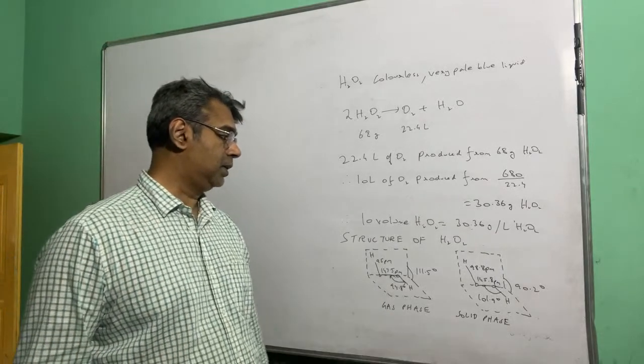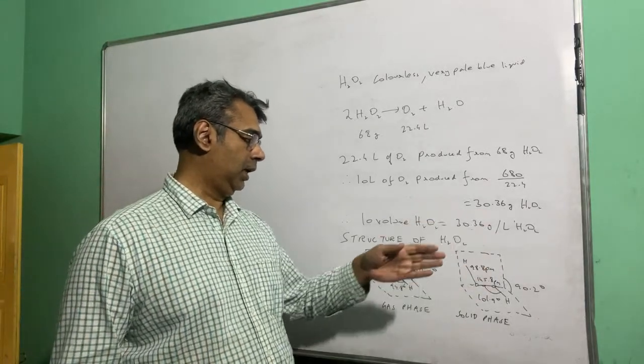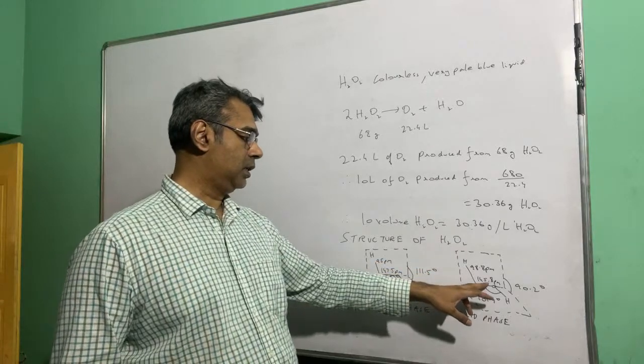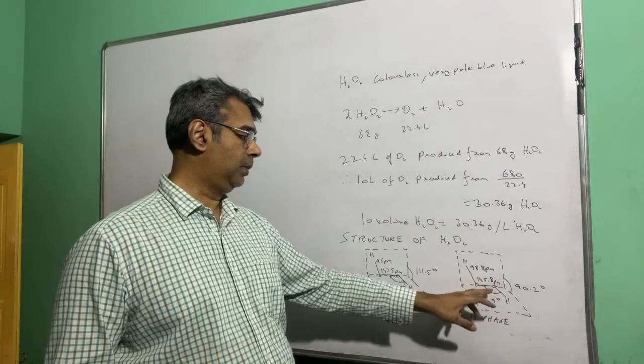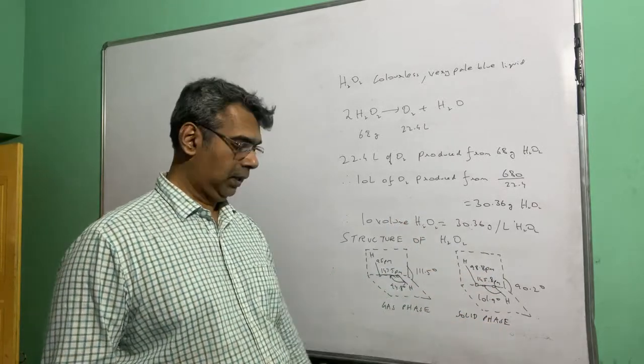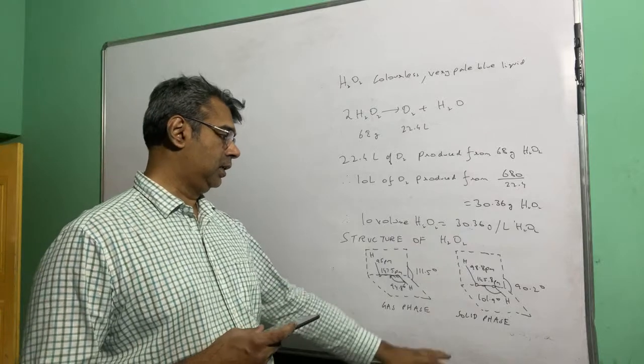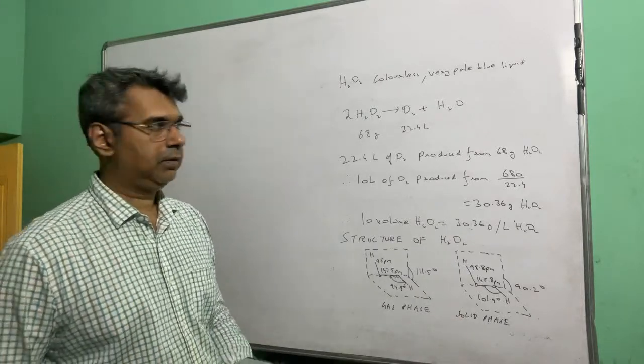In the solid phase, again the two oxygens are on the edge of the book. The distance is 145.8 picometer. This hydrogen is on one side, 98.8 picometer, and this hydrogen is on the other side. This is in the solid phase. So this is the structure of H2O2.